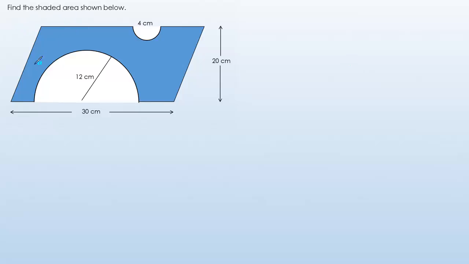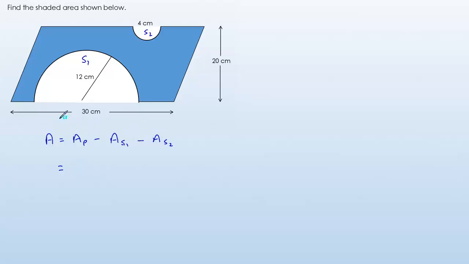We want to find the shaded area below, so that's this blue shaded area. Now what I can see is that it's a parallelogram with two semicircles subtracted. If I call this semicircle 1 and this one semicircle 2, we've got to take away semicircle 1 and we've got to take away semicircle 2.